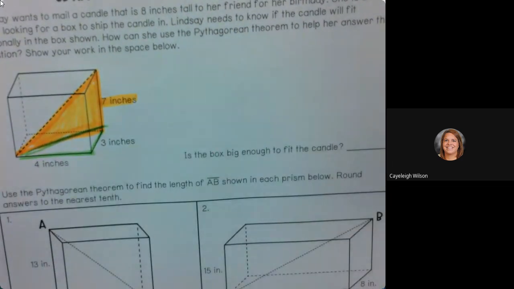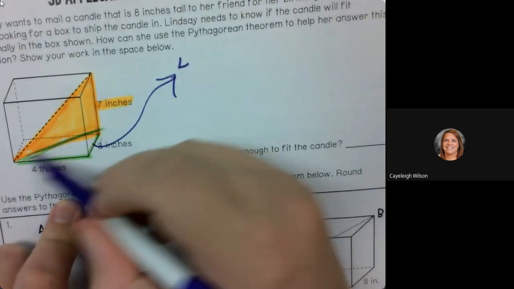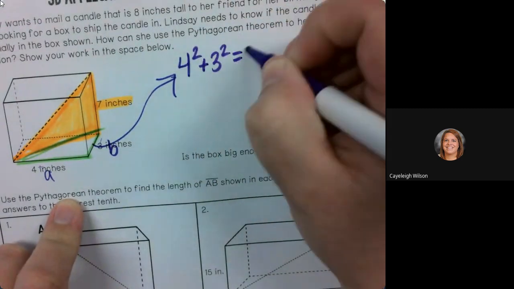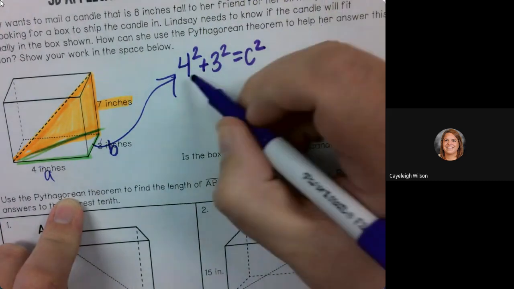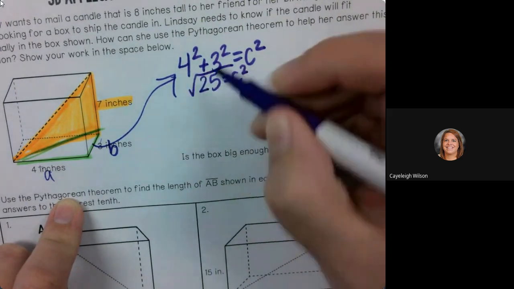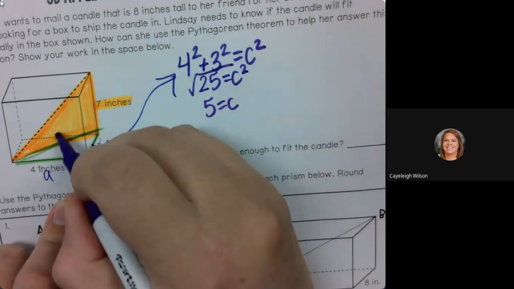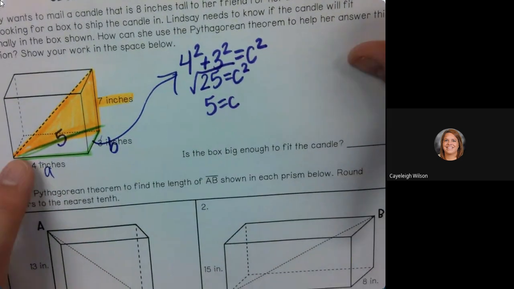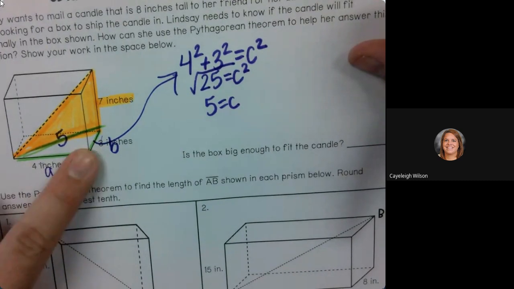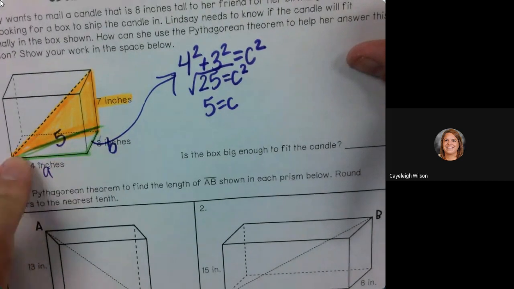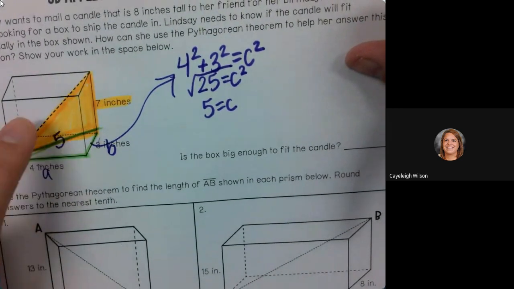I'll start off with the bottom here. These are legs because they're straight distances, and this is the diagonal, so my A and my B. So 4 squared plus 3 squared equals C squared. That's 16 plus 9, so 25 equals C squared. I'll square root that, and I find that this is 5. So you'll use the bottom base of that prism to find its diagonal, which will then become one of the legs of the triangle that you need to find the hypotenuse of.